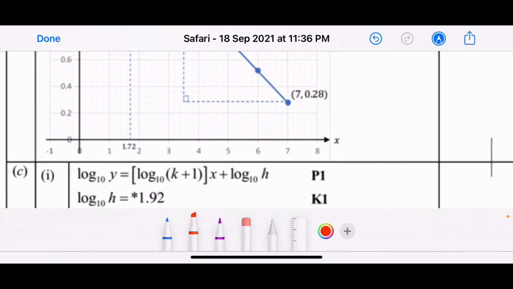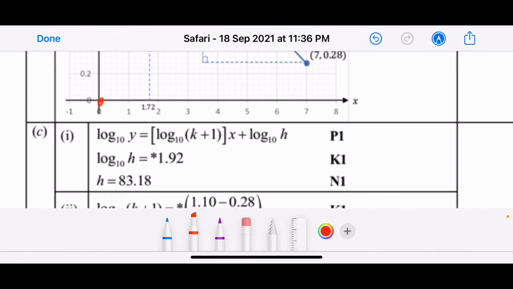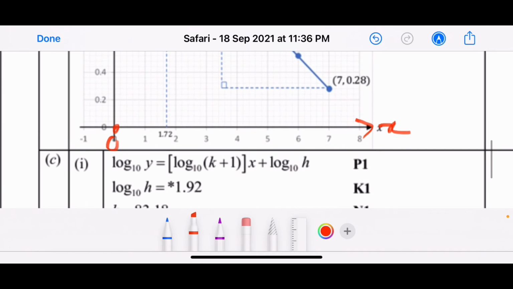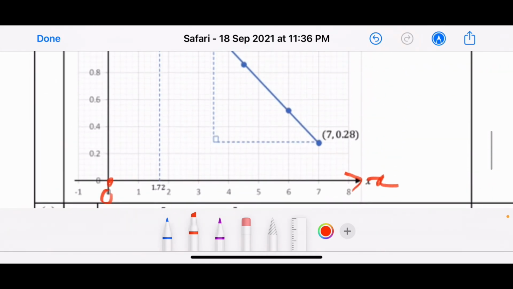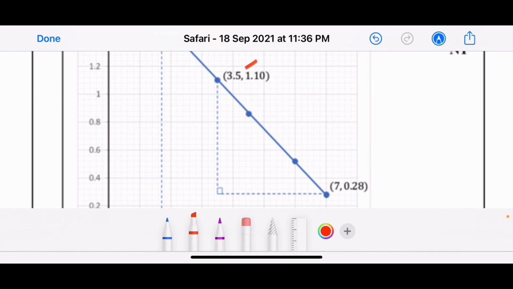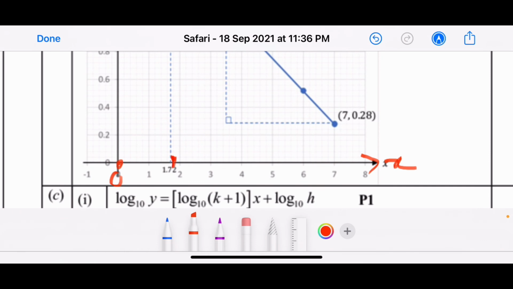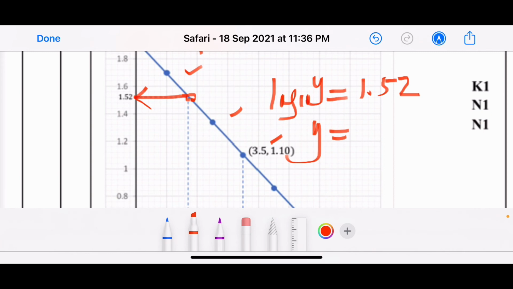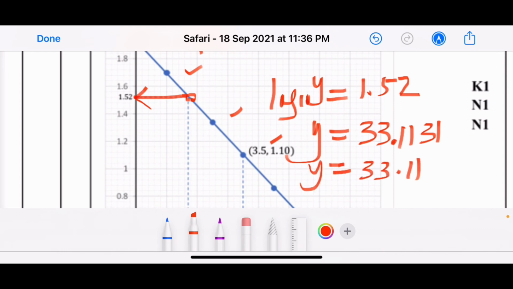So this is a line of best fit, and then make sure this is zero. Label this is the x-axis, and then when you read, when x is 1.7, right, according to the question, 1.7 here. So when we read, we will read to the line there and read the y. So log 10 y is 1.52. So that means y is shift log 1.52. So the answer is 33.1131. So you can write it as 33.11 for part number 3.